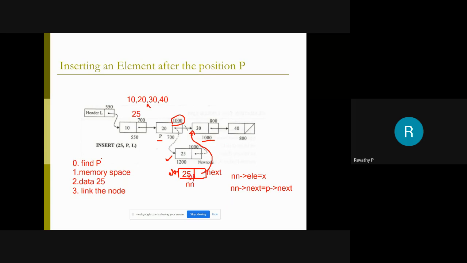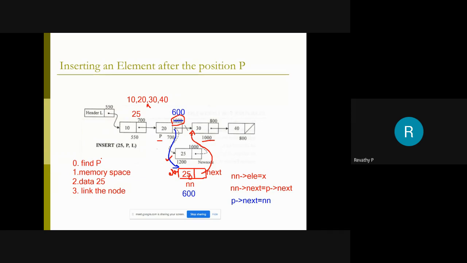Okay, then what we are trying to do, we are trying to link. So we are trying to establish this link. So what is this? This is nothing but P of next. Now we are going to store this new node. Actually, what is this new node? New node will be in some location, 600. Now here you will get 600 instead of 1000. So this is how the insertion is happening.